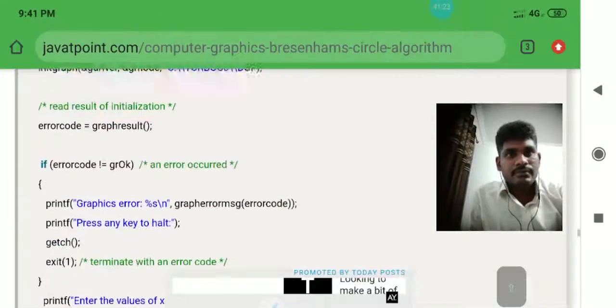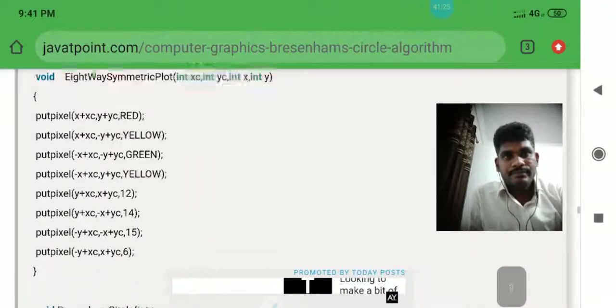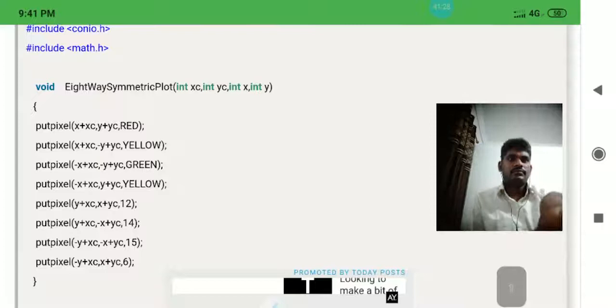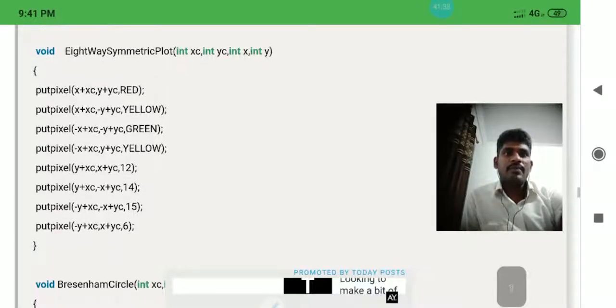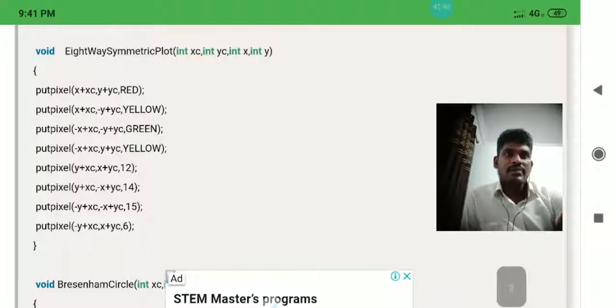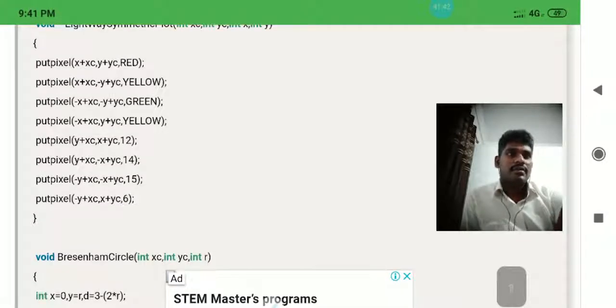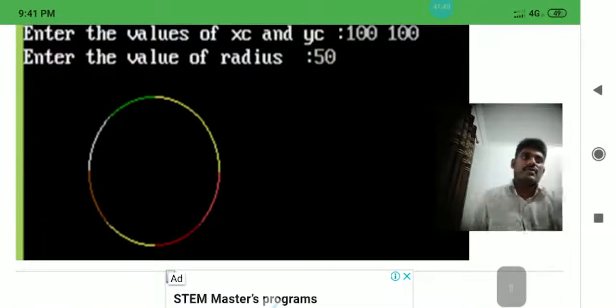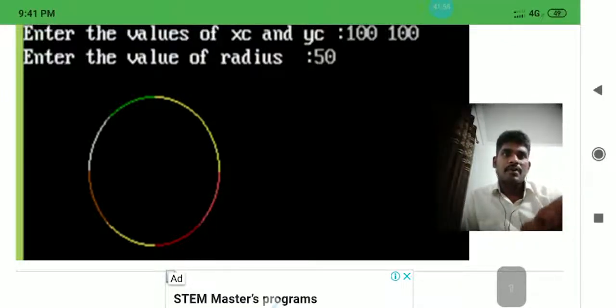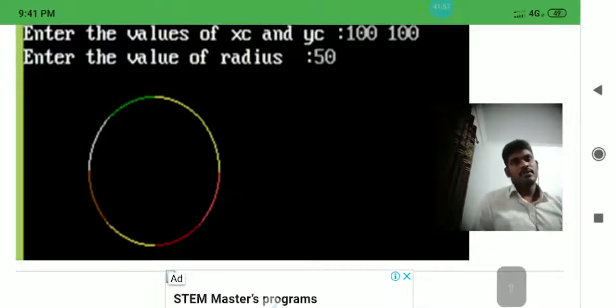Look at the program here. Put pixel x plus xc comma y plus yc red, x plus xc comma y plus yc yellow, minus x plus xc comma y plus yc. Just changing the values here. Now what is the output? The drawing of the circle: this part, this part, this part. Now the circle has been drawn.